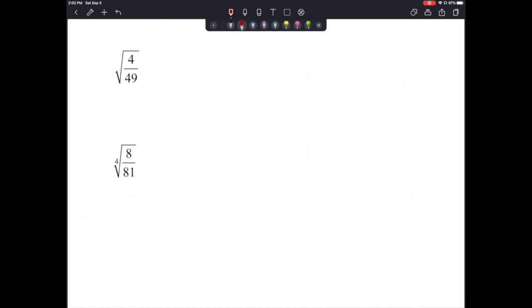Now we can also go the other way, where we see the square root of 4/49, but 4/49 doesn't reduce anymore. But since we know 4 is a perfect square and 49 is a perfect square, this is the same thing as taking the square root of the top and the square root of the bottom. Square root of 49 is going to be 7, and the square root of 4 is 2. And we get 2/7 as our answer.